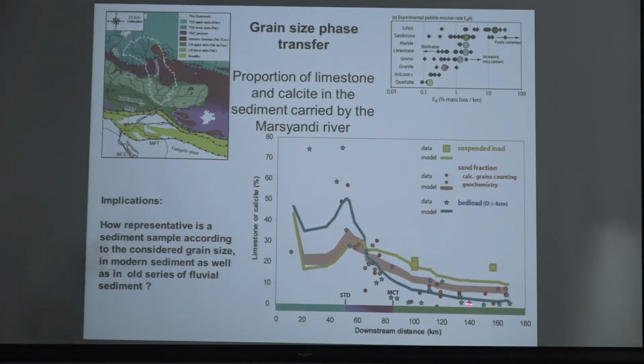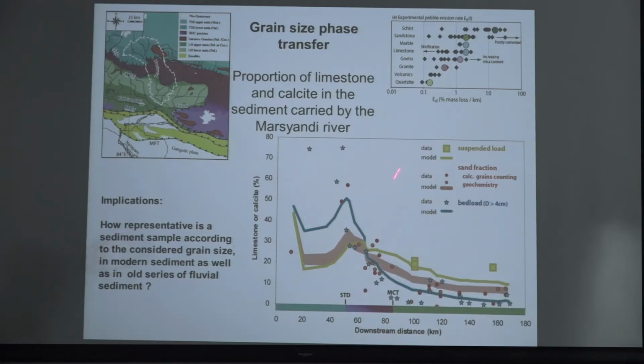So in blue, this is the bed load. The star corresponds to the measurement of the bed load, and this line corresponds to the model I presented previously. If we look at the bed load, we see a large decrease in the proportion of limestone.